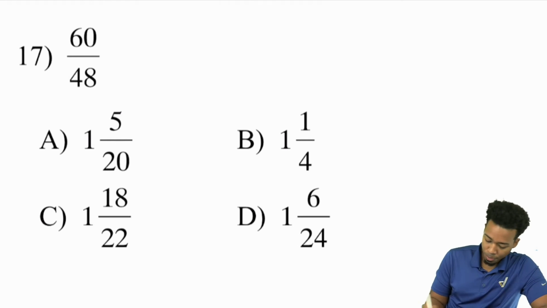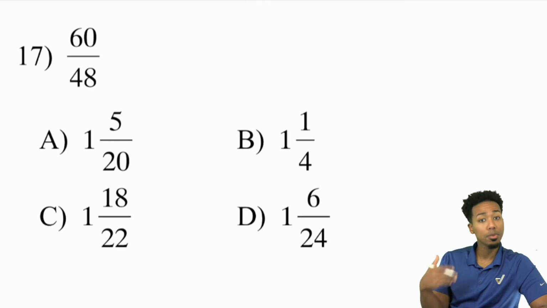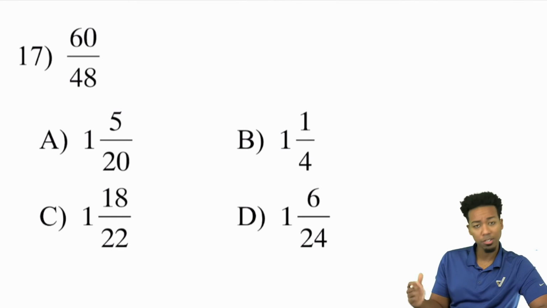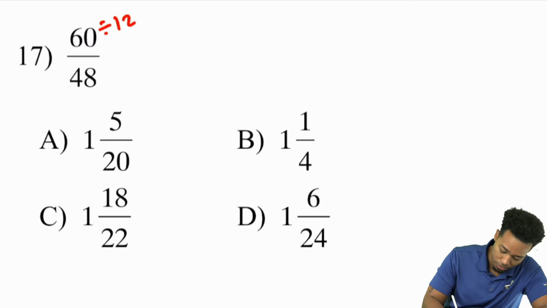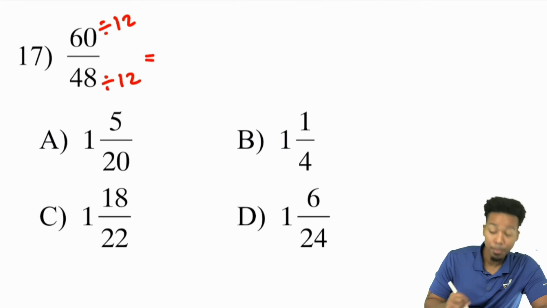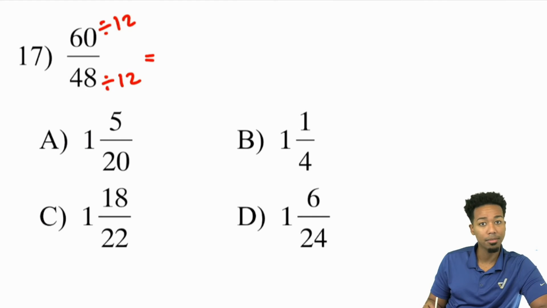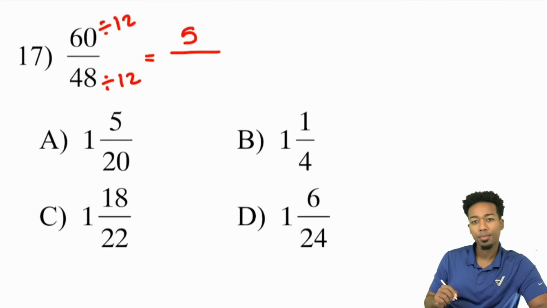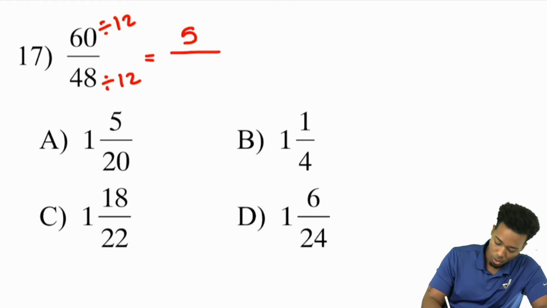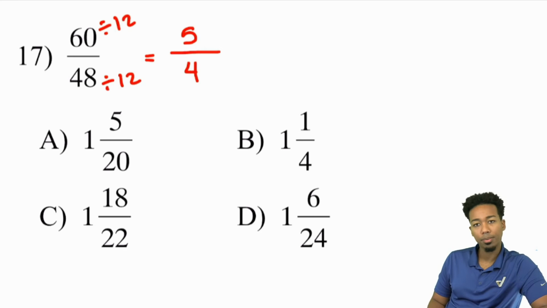So here we go. 60 and 48. If you practice your multiplication tables and you know how to divide, you know that these are both divisible by 12. Because 60 divided by 12 is 5. 5 times 12 is 60. So that's going to be 5. 48 divided by 12, that's going to be 4. Okay, so we have 5 over 4.